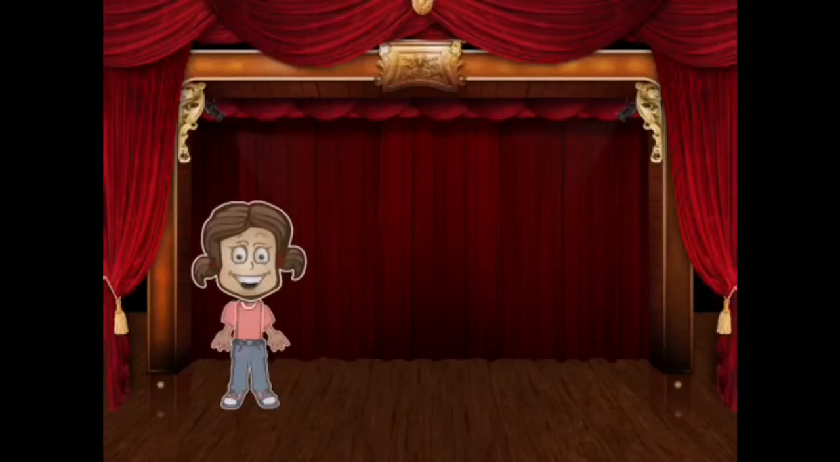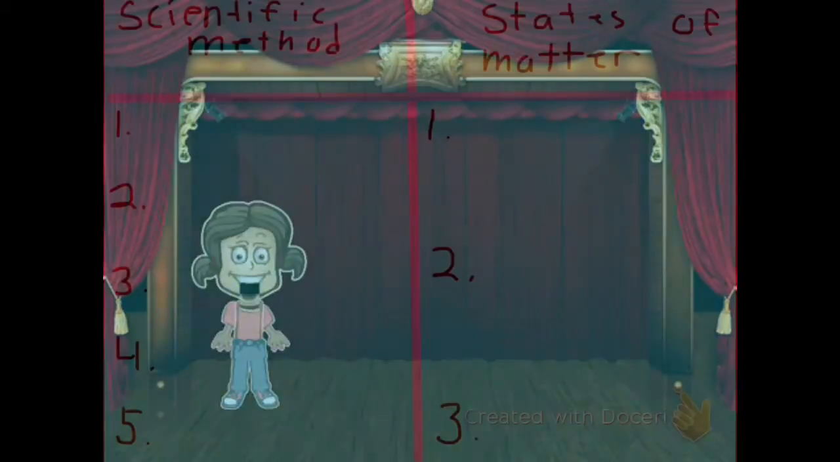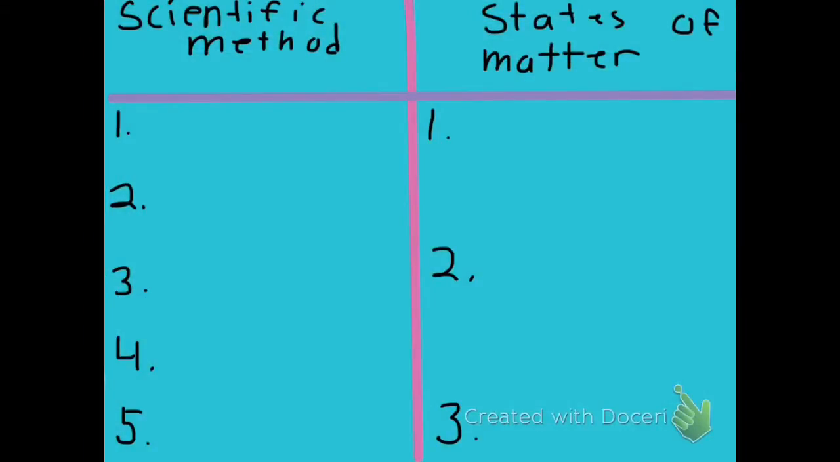Okay, so today we are going to talk about science, the scientific method, and the states of matter. This is all from science. Now, let's start with the scientific method. The first step of the scientific method is ask a question. So we're going to write that down.